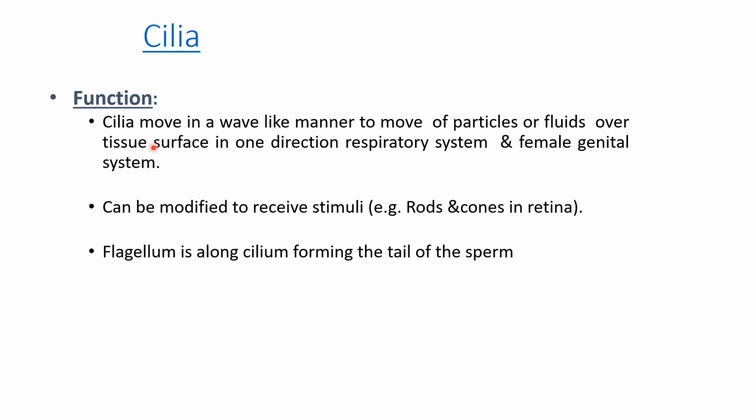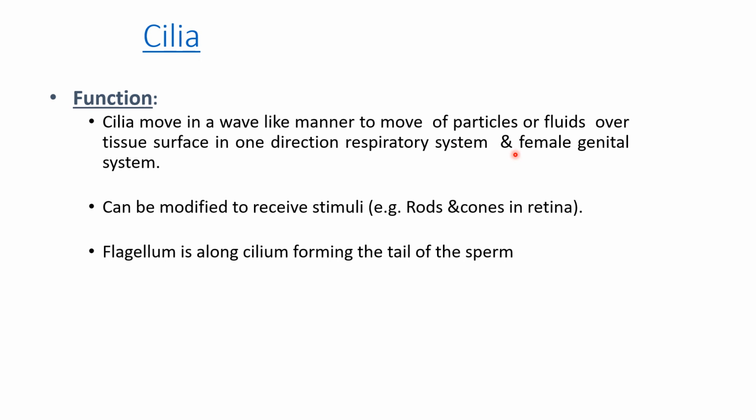What is the function of the cilia? The cilia move in a wave-like manner to move particles or fluid along a tissue surface in one direction, as in the respiratory system and the female genital system. In the respiratory system, there are cilia in the trachea, bronchus, and small bronchioles. These cilia move particles in one direction in order to avoid entry of any particles to the alveoli.